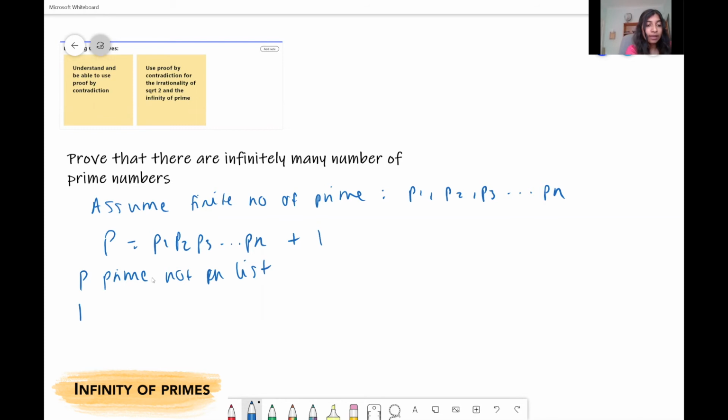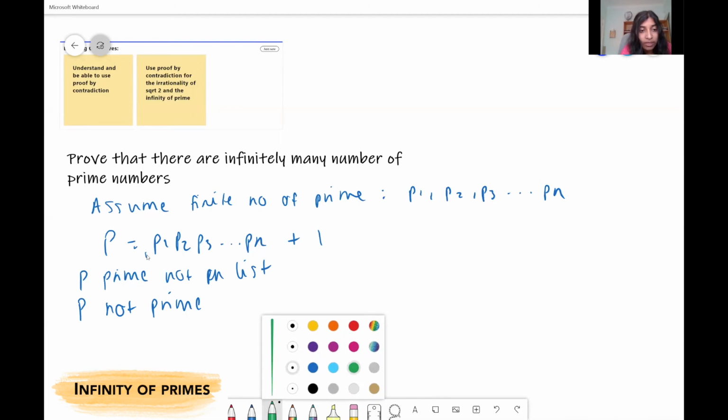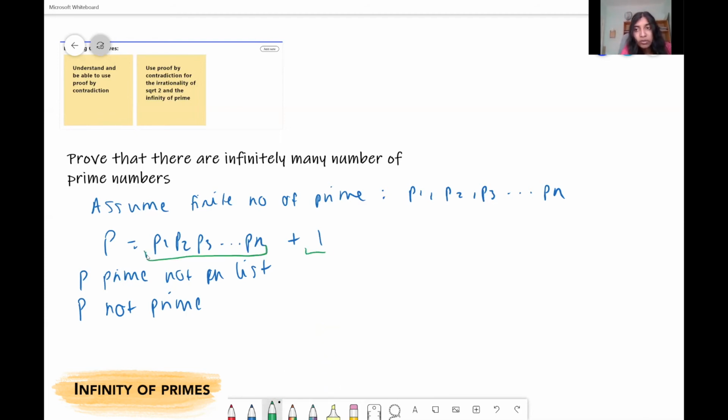But you could also say, let's say P is not prime, and it's known that every number is a product of prime numbers. So if P is not prime, and if there are a finite number of prime numbers, then one of these prime numbers has to be a factor of P. But it could be a factor of this bit, or a factor of this bit, but you'd always have a plus 1 on the end. So these prime numbers are not fully divisible into P.